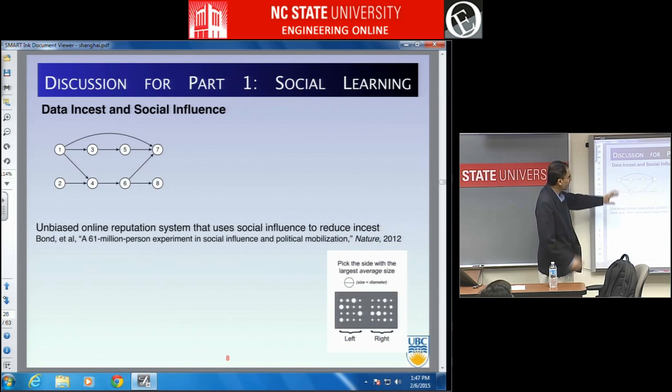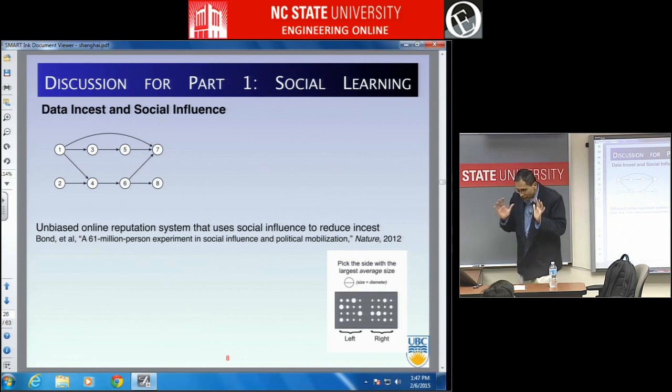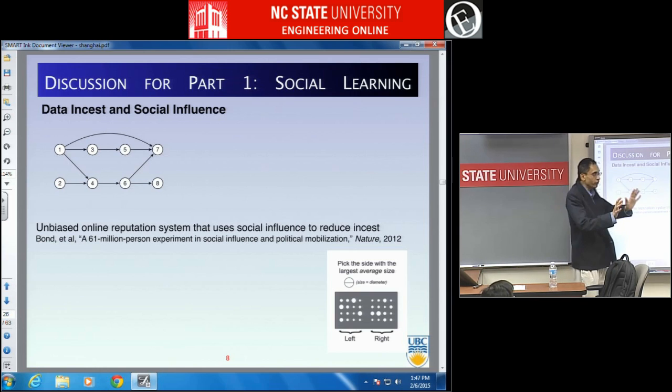I just have one more comment on this part one because I'm cognizant of the time. We're kind of running out of time. The last comment I just want to quickly talk about is data incest and social influence. So the basic social learning model we've done in this simple talk is where I have a linear graph. Agent 1 affects Agent 2, which affects Agent 3, and so on. In general, of course, that's not the case. Agent 1 may affect Agents 3 and 4. Agent 3 or 4 may affect somebody else, so you have a general graph.